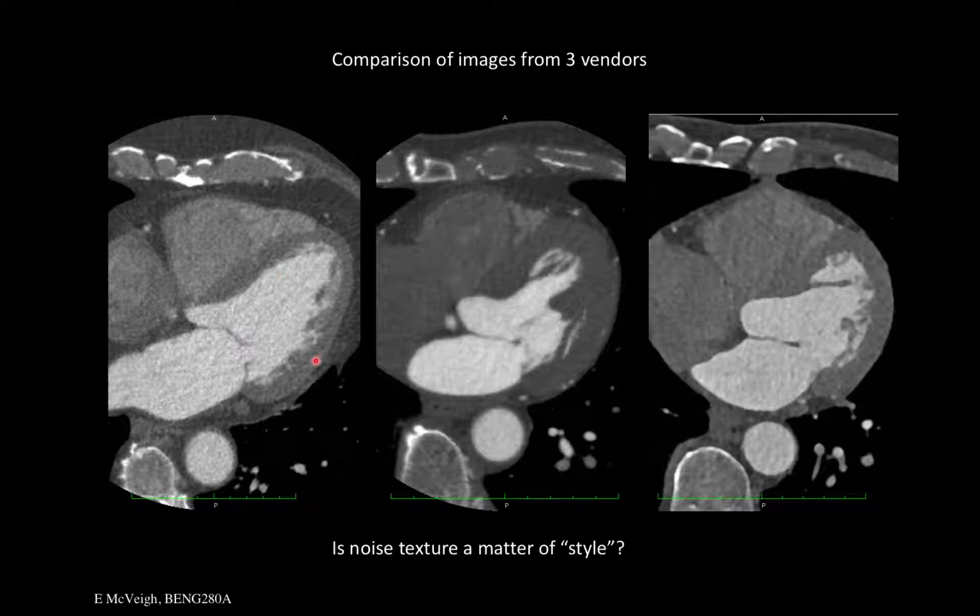So left ventricle, 3 different vendors. I know which vendors they are.